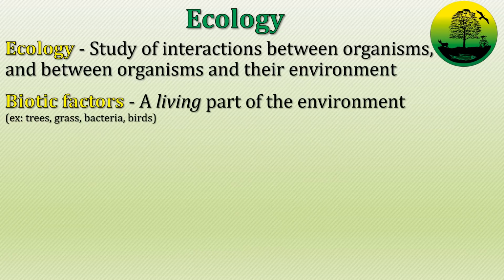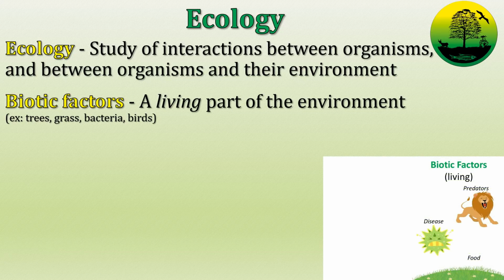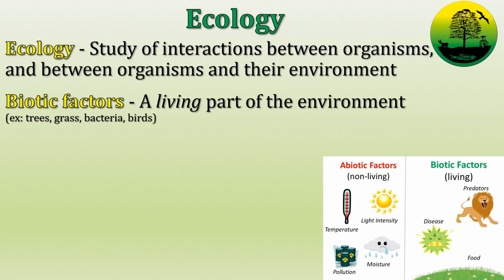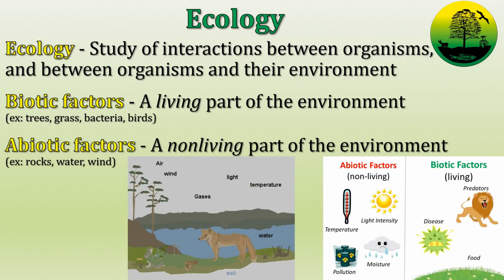So a biotic factor, as I just mentioned, is a living part of the environment, like trees or grass or bacteria or birds. All those are alive and can impact the environment. Lion, disease, or food, any one of those would be a biotic factor. Abiotic factors, of course, are things that are without life, like temperature, light, moisture, pollution, air, wind, all of those different things. All of those are going to be considered part of the abiotic factors, a non-living part of the environment that, of course, can have huge and profound impacts.